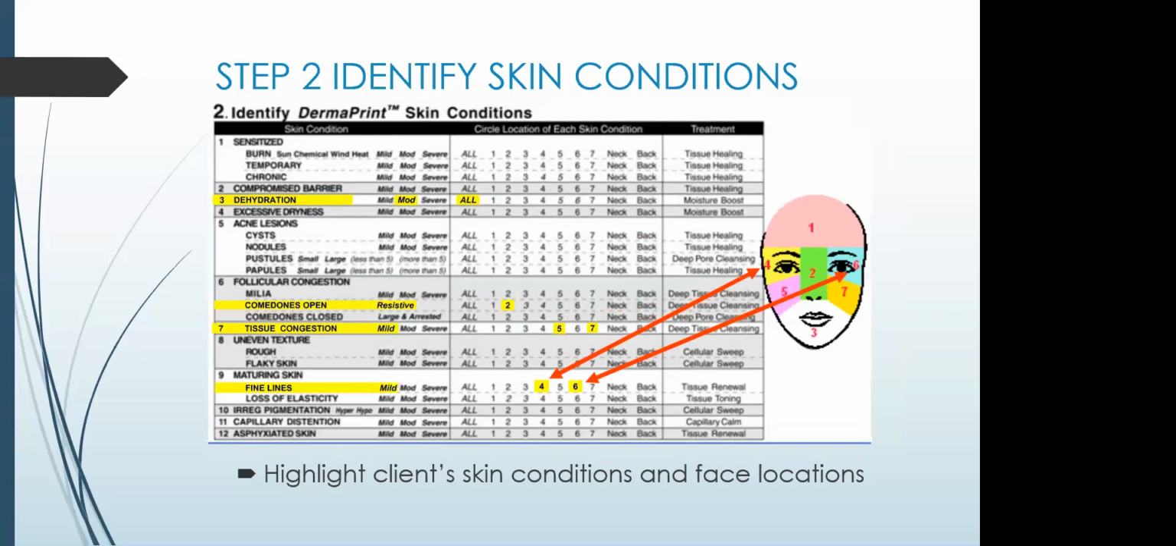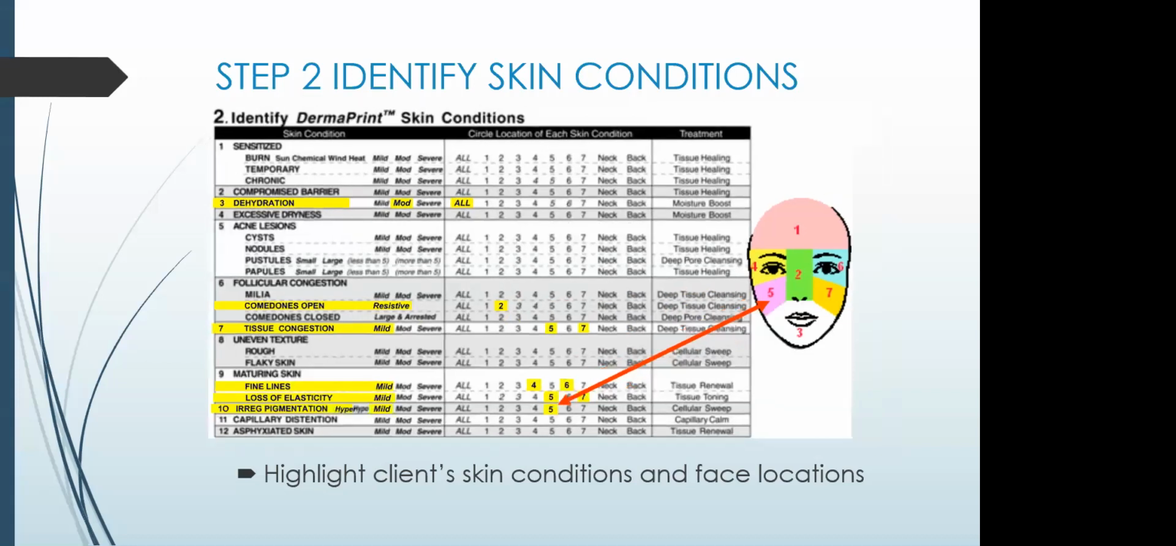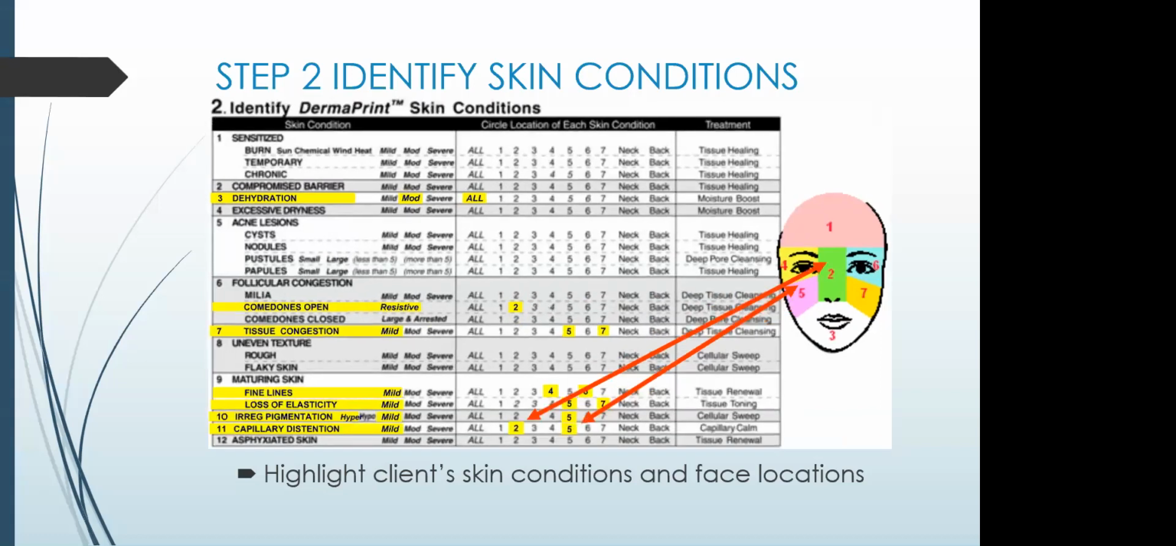She's got some fine lines and wrinkles. It's mild, around her eyes, so we're going to highlight 4 and 6. And she's got some elasticity loss. It's mild on her cheeks, so we highlight 5 and 7. If you don't have a highlighter, you just use a pen and circle all that correspond. Then irregular pigmentation: hyperpigmentation, mild, just on the one cheek, so we highlight number 5. She also has mild capillary distension, which we see on the nose and that one side of her cheek, so we highlight number 5.